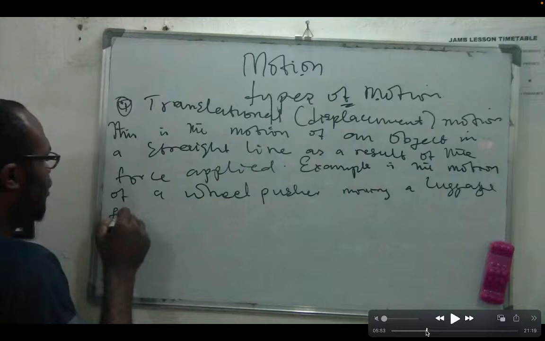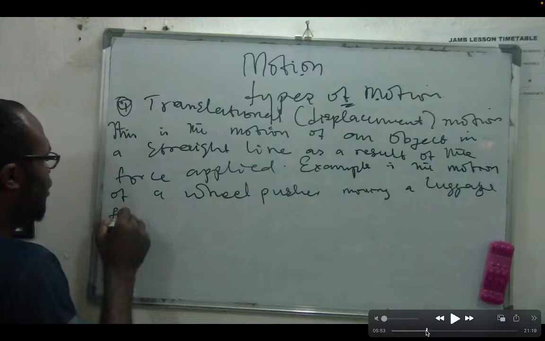A very good example of translational motion is the motion of a wheel pusher moving a luggage from one point to another, or from point A to point B. JAMB is going to ask you, when a woman is pushing the baby from one point to the other, what kind of motion is that? Once it's in a straight line from point A to point B, that is translational motion. They are going to ask you the motion of a car from one point to the other. That is movement in a straight line. It is translational motion. It is not any other motion.